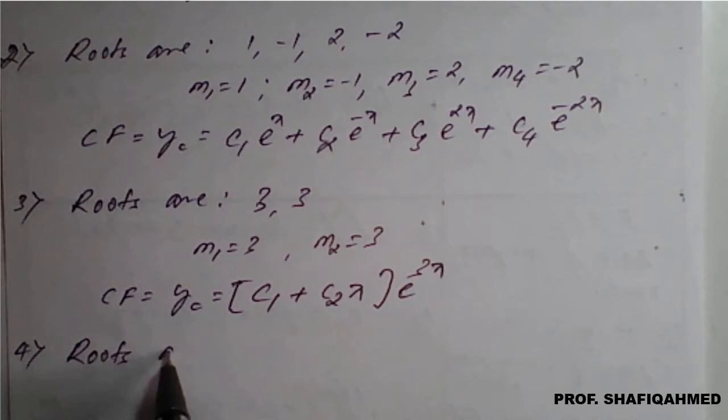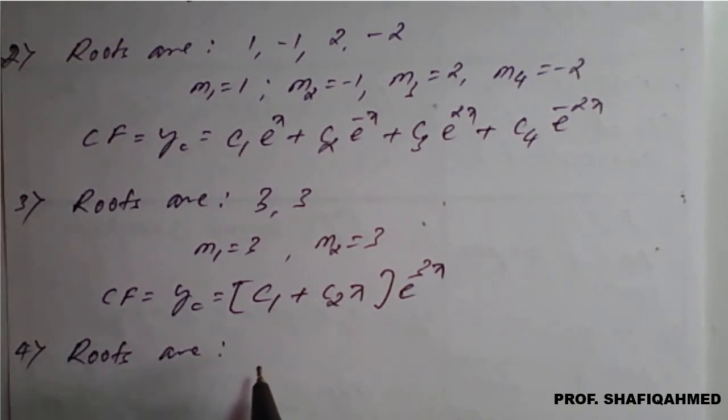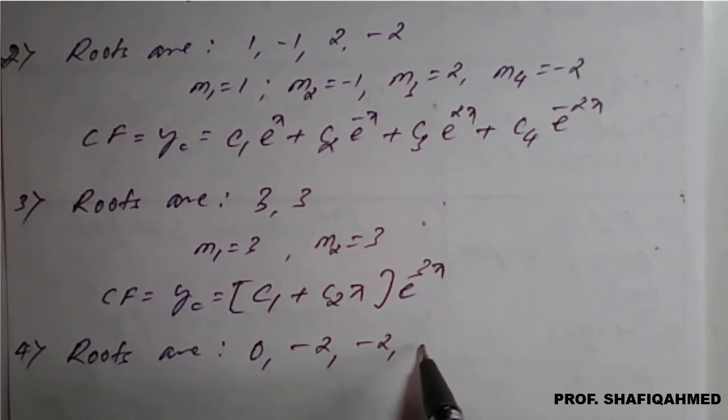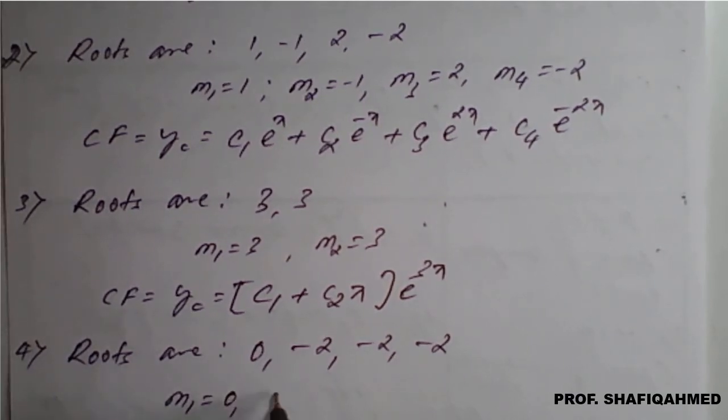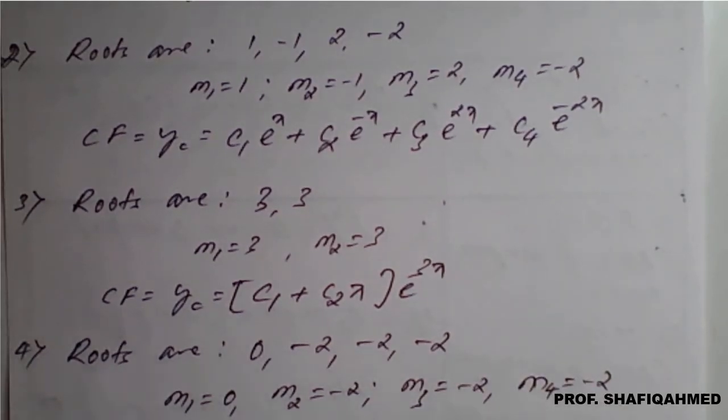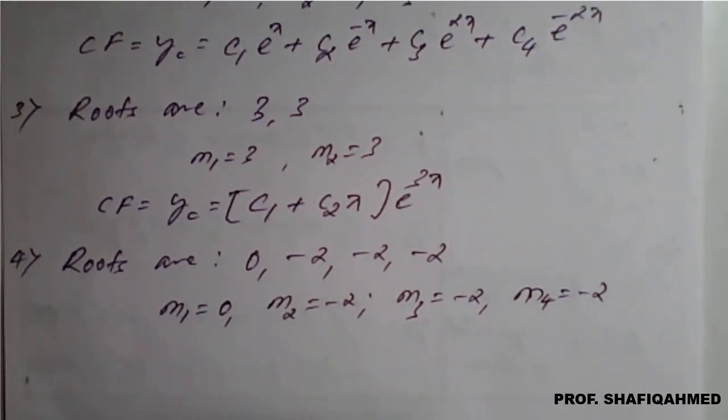Roots are 0, minus 2, minus 2 and minus 2. So the first root is different but the remaining 3 are the same. Therefore I will take m1 is 0, m2 is equal to minus 2, m3 is also minus 2, and m4, root number 4, is also minus 2. So these three roots are the same.